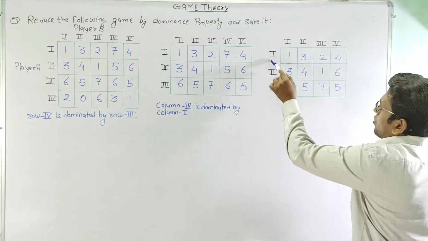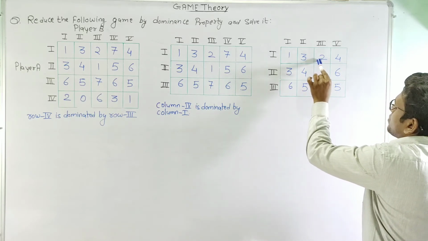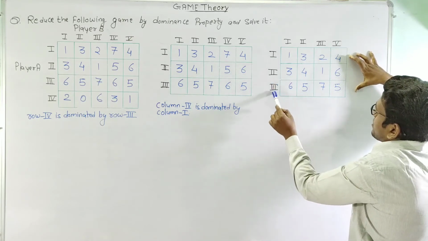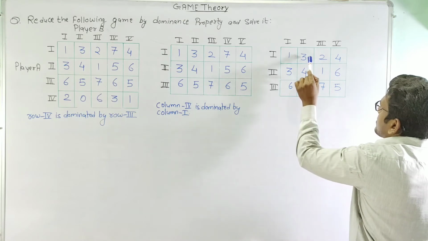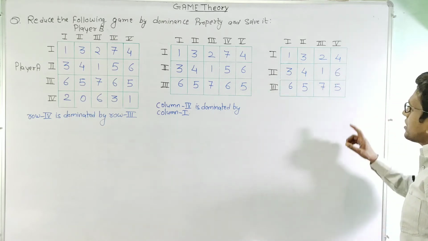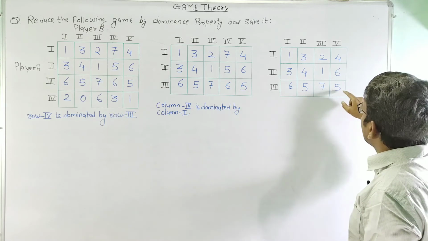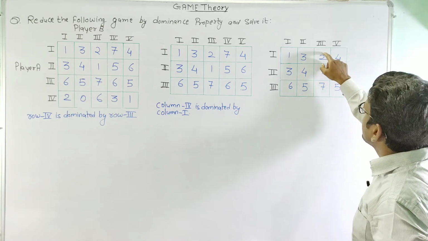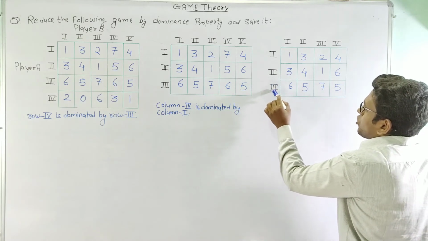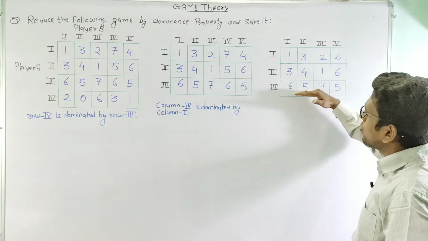So let us compare row 1 and row 2. 3 is greater than 1, 4 is greater than 3, 1 is less than 2. That means row 1 and row 2 has no dominance. Now let us compare row 1 and row 3. 6 is greater than 1, 5 is greater than 3, 7 is greater than 2, and 5 is greater than 4. So here we can see that each element in row 3 is greater than each element in row 1. This shows that row 3 dominates row 1, or we can say that row 1 is dominated by row 3.